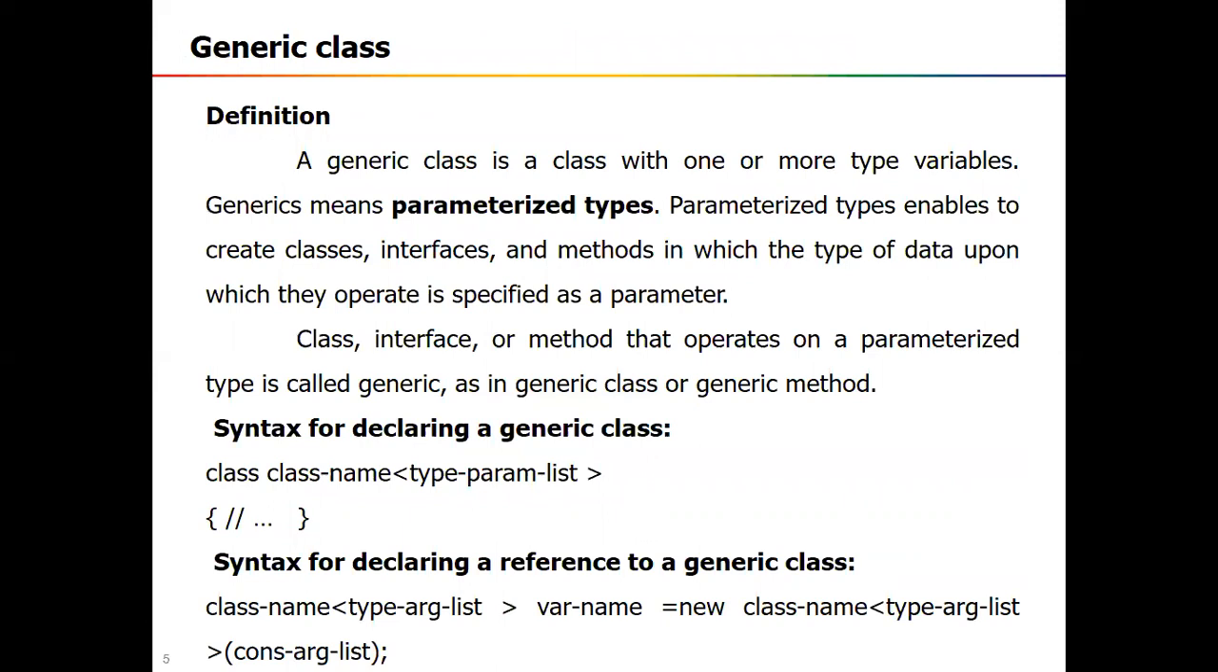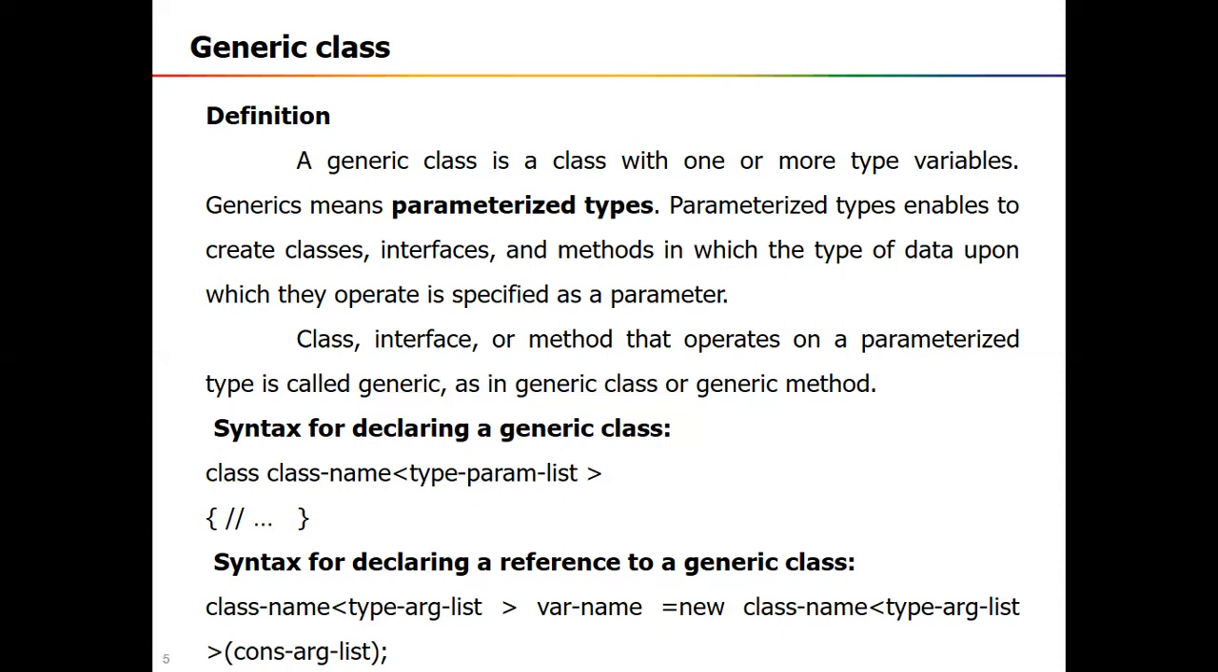Generic class. What is a generic class? A generic class is a class with one or more type variables. Generic means parameterized types. Parameterized types enable us to create classes, interfaces, and methods in which the type of data upon which they operate is specified as a parameter. A class, interface, or method that operates on a parameterized type is called generic, as in generic class or generic method.